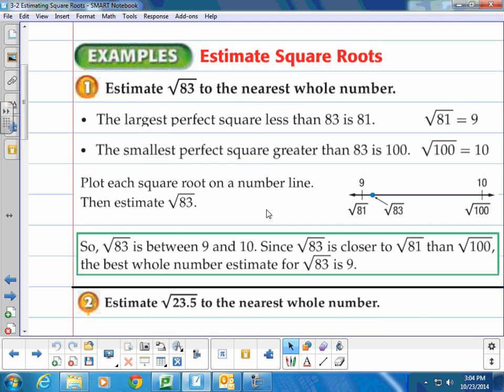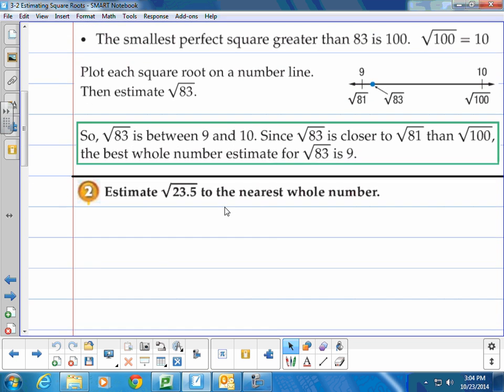So what we resolve from this is the square root of 83 is between 9 and 10. Since the square root of 83 is closer to the square root of 81 than the square root of 100, the best whole number estimate for the square root of 83 is 9. So we tried the square root of 23 and a half.